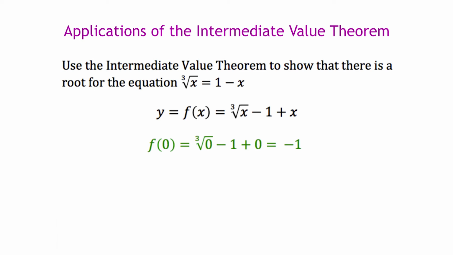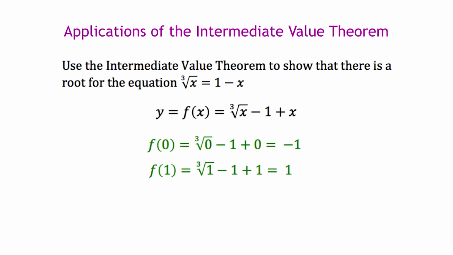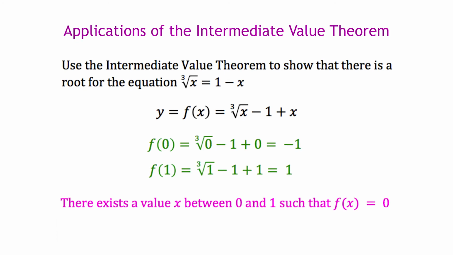So f(0) gives us negative 1. Then we try another special number that gives very simple algebraic operations. So f(1), x equals 1, gives us 1. So here we have both a negative y value and a positive y value. So we can conclude, based on the intermediate value theorem, that there exists a value x between 0 and 1 such that f(x) equals 0, and this particular value x is the root for the original equation.